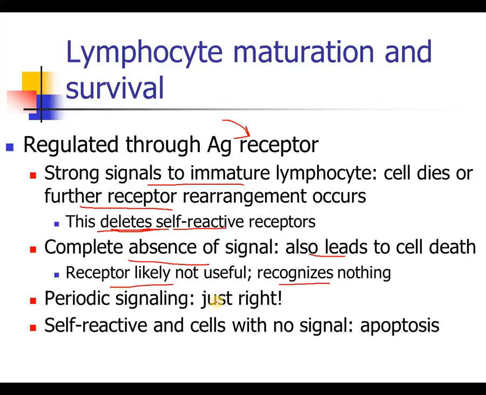So what are the signals? It really seems like they're delivered by the lymphoid organs, at least partially from the self-antigens, but we don't know all of them. But certainly the environment matters. We do know that.